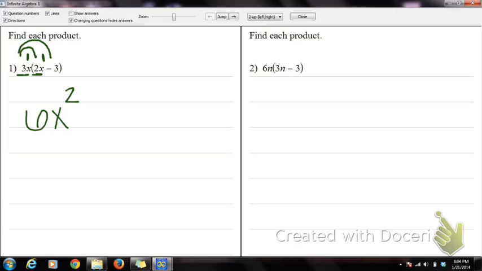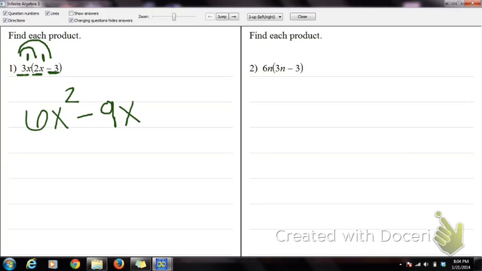Next, we must distribute the 3x to the negative 3. Remember that minus is with the 3. We know that 3 times negative 3 is a negative 9, so you can write that down. And since there is an x with the 3, we have to carry over the x with the product.